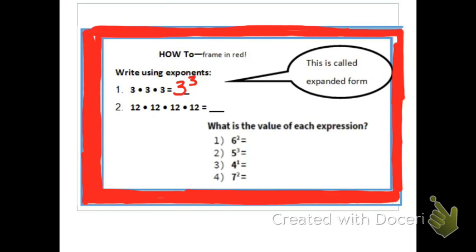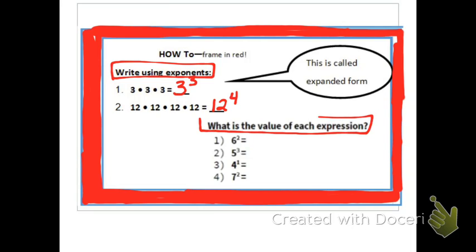How about the second one? That's 12. How many 12s are there? 4. So it's 12 to the 4th power. Means multiply 12 times itself 4 times. You with me so far? Excellent. Now, that one just said write using exponents. That's what the direction said. The next one says, what is the value? That means multiply it out.